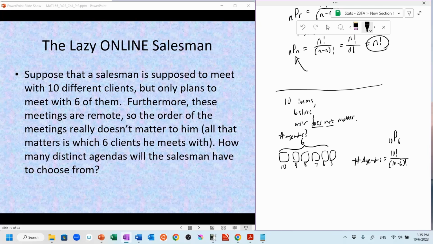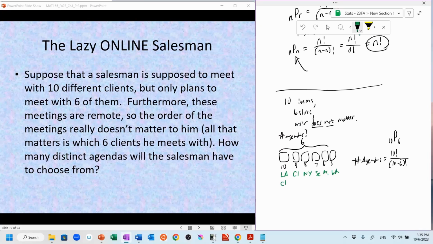But now I say, okay, I want to impose the condition that order does not matter. What does that do? Well, I could imagine picking an agenda like LA, Cleveland, New York, Seattle, Miami, Wheeling. That might be one itinerary that would be distinct under the order matters, under the permutations structure.